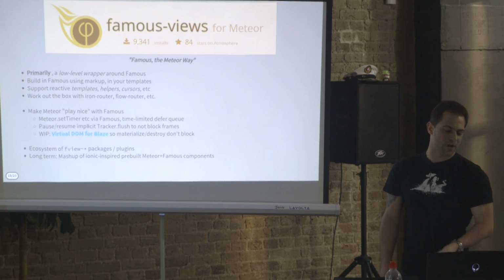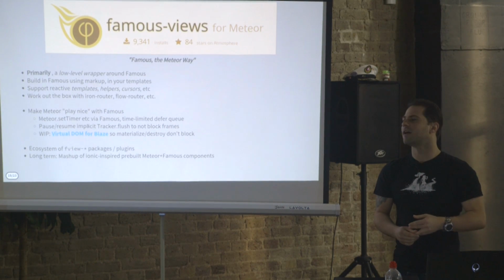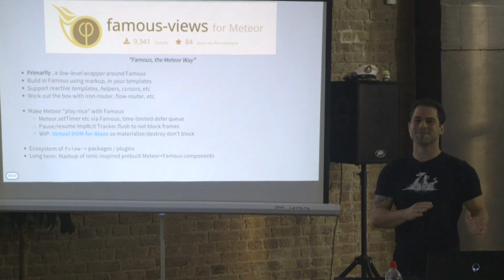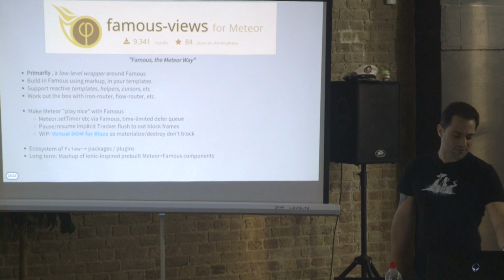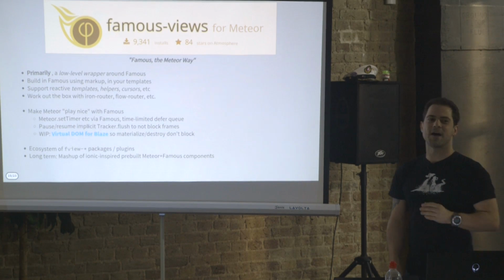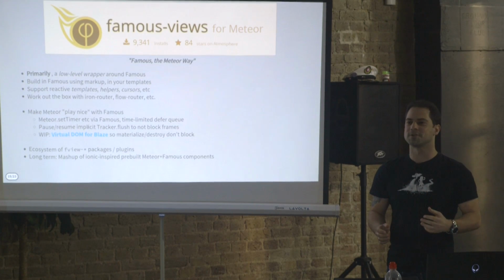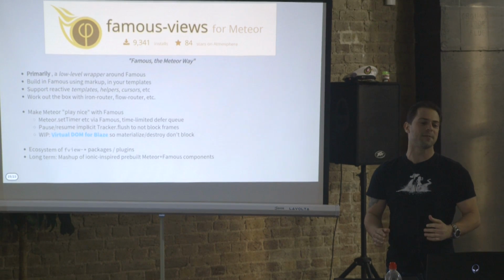And lastly, obviously, we want to have an ecosystem of lots of packages. In my previous talks, I think we've got about 20 packages, but they're all for the old version of Famous. And in the long term, I'd love to have some type of mashup where also, like Ionic, we have all these pre-built widgets, which are all in Famous and work perfectly with Meteor.